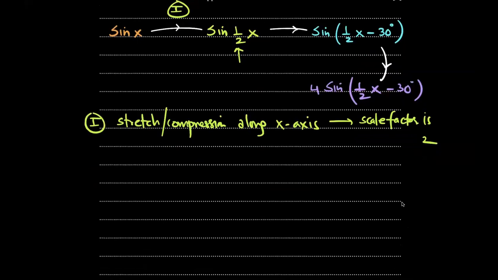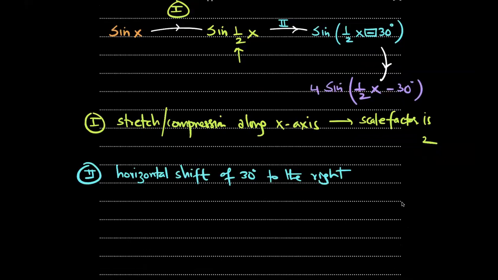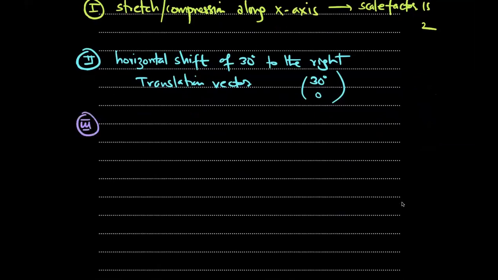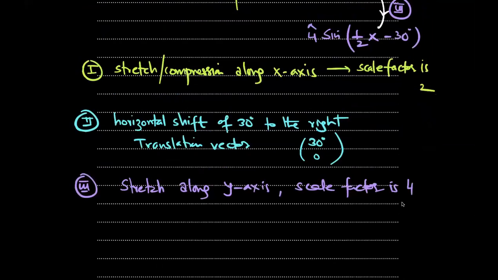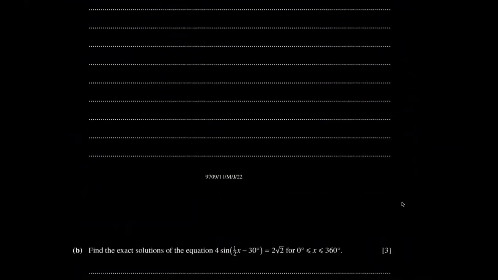What is the next one? The next one, which is the blue one over here. This is a horizontal shift of 30 degrees to the right. Because of the negative sign, it's a shift of 30 degrees to the right. We can also write the translation vector, which makes sense to be written. That is 30 degrees and 0 like this. And what is the third one? The third one is a stretch along the y-axis. So the third one, this is a stretch along y-axis. And the scale factor is 4. So these are the three transformations that are happening over here. This is the sequence. Let's move to the second part.